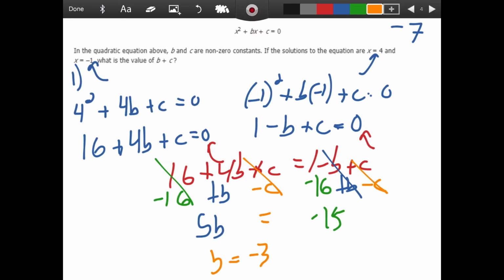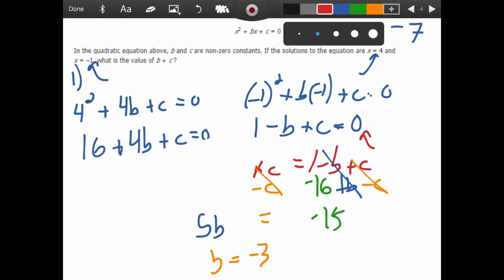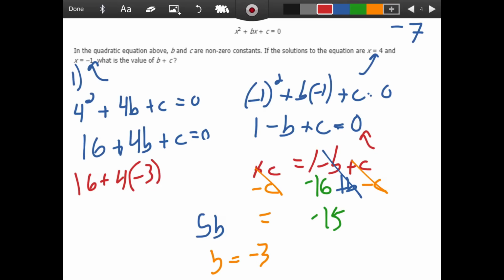But now we don't know what c is, so it doesn't really matter. We can use either equation. Let me use this one. Okay, so for b, we're at negative 3, so we get 16 plus 4 times negative 3 plus c equal to 0. Now we get 16 minus 12 plus c equals 0. Then we combine 16 minus 12, which is 4, move it to the other side. We get c equals negative 4.